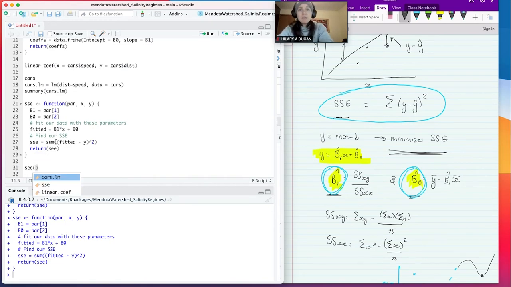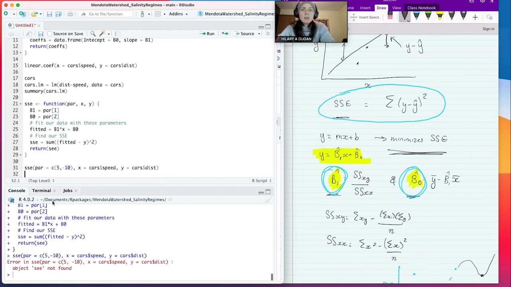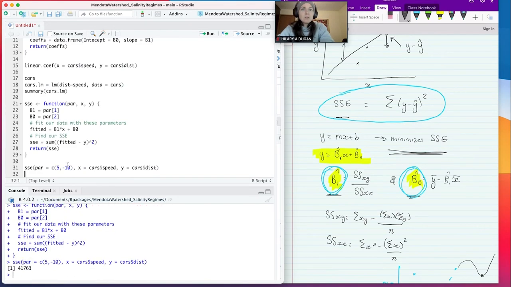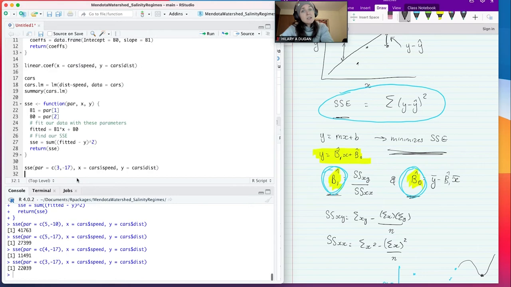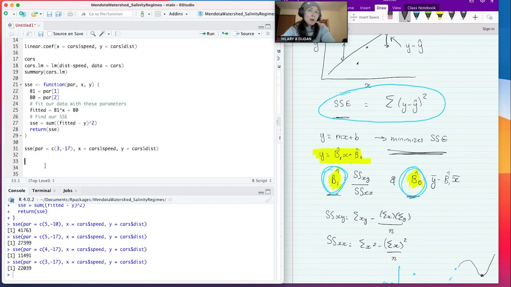We can give it some parameters, where par equals, let's say, 5 and negative 10, x equals cars speed, y equals cars dist, and we can see that it returns a value. If we change these parameters, it's going to change our SSE. And it would take us a long time to just keep on typing in different numbers and trying to get the lowest value of SSE. And so this is where the computational power of R comes in handy.